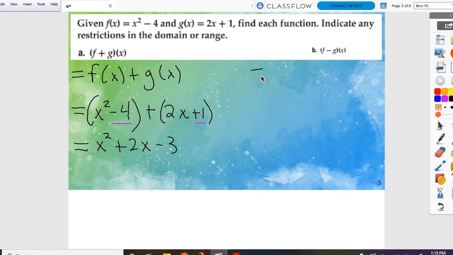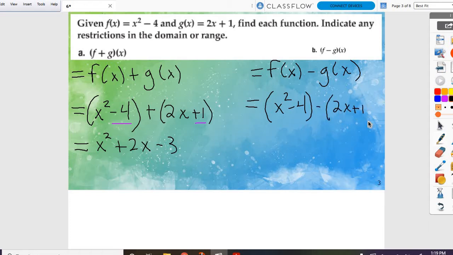Our subtraction is going to work very similarly. So we can separate out our subtraction. Again, replacing our f of x with what our directions tell us it is, and replacing our g of x. Now again, our only like terms are still the constants, so we still have x squared, but notice that we're subtracting all of g of x, so that negative has to apply to the 2x, which makes it negative 2x, but it also has to apply to that 1. So we have negative 4 minus 1, which is going to give us negative 5.